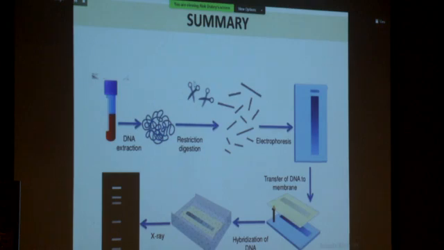So to summarize how we are doing it, first the DNA is extracted, broken down into small fragments, put on electrophoresis, transferred to a more stable membrane, then X-ray is done to get the autoradiograph, where the probes can be used to see the tandem repeats.